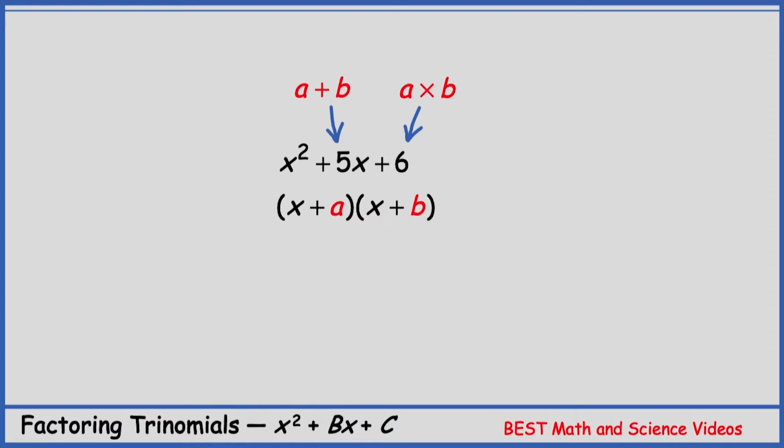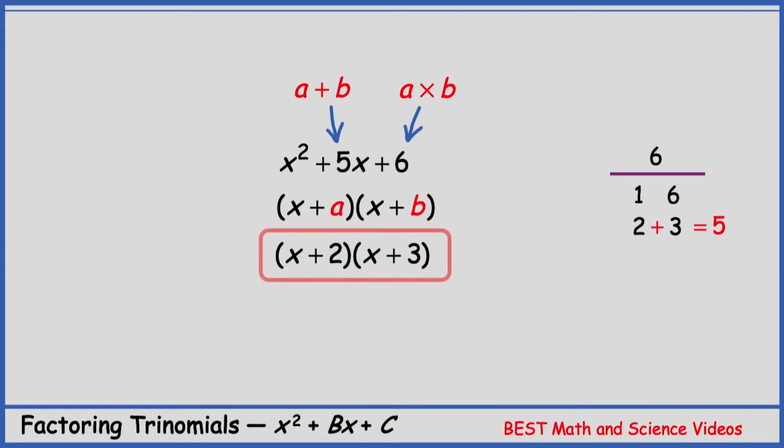To find out what the numbers a and b are, start by making a list of numbers that can be multiplied to get the constant term 6. It can be two positive numbers or two negative numbers. 1 and 6, and 2 and 3. Which of these pairs can you add to get 5? 2 plus 3 equals 5, so they are the numbers you are looking for. The factored form of the trinomial is x plus 2 times x plus 3, and that's your answer.